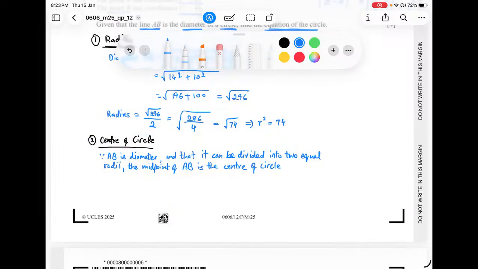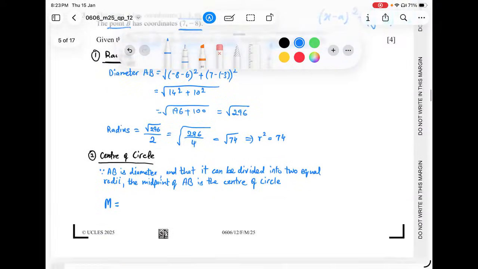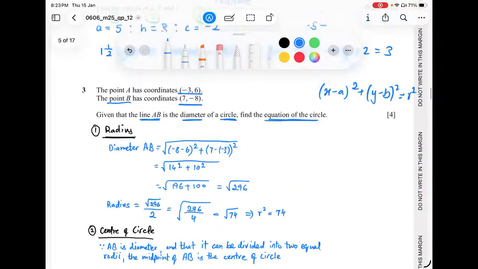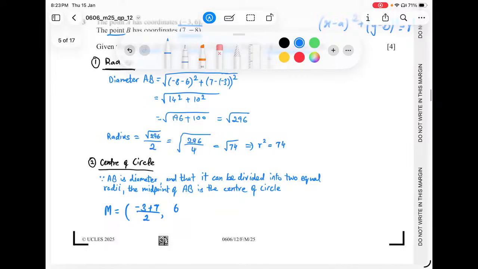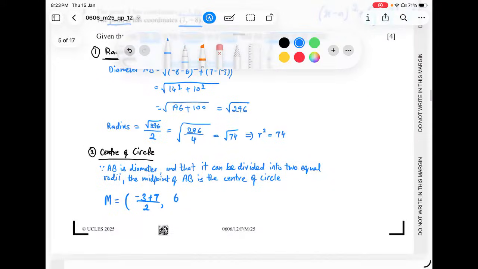So it's basically you use the midpoint formula. M is equal to, you add the x coordinates, -3 plus 2, 7 divided by 2, and you add the y coordinates and divide that by 2 as well. So -6 minus 8 divided by 2. So you get the x coordinate and y coordinate of the center to be 2, -1. So that's your midpoint.